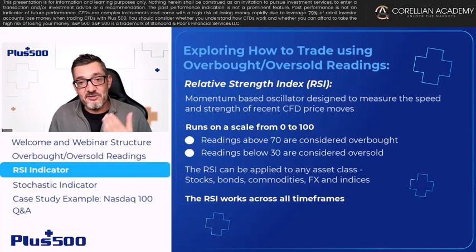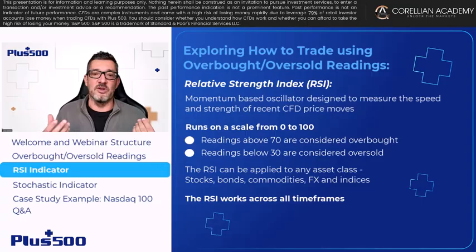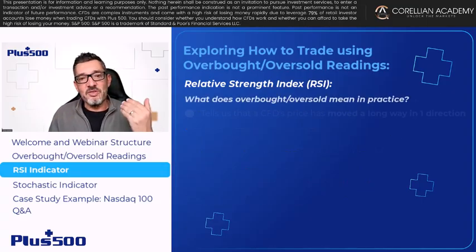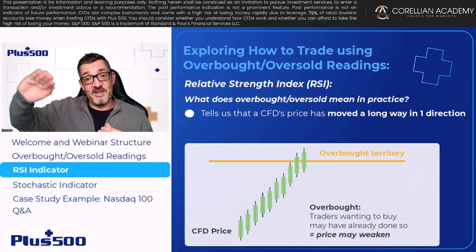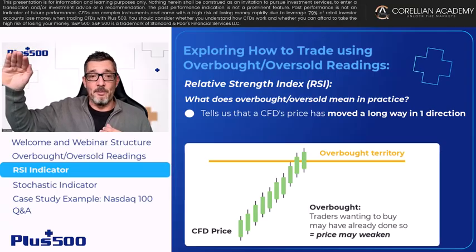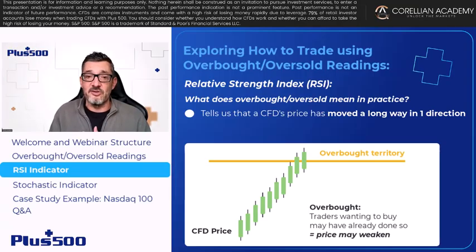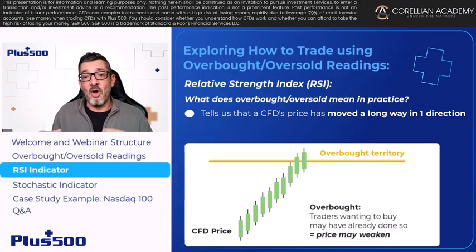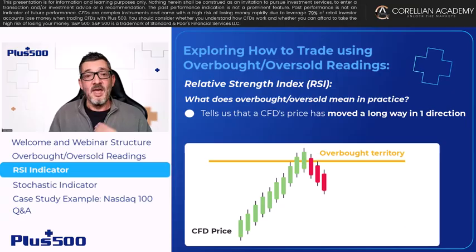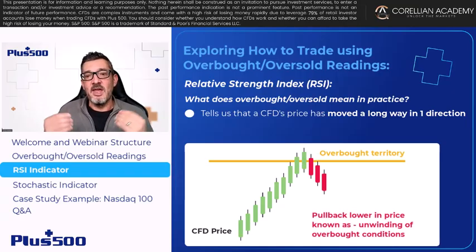But we've been talking a lot about overbought and oversold conditions. Let's talk about what this means in terms of practice. Well, what this really tells us is that prices have traveled a long way in one direction. If that move has been to the upside, the market may be entering overbought territory, a point where many of the traders who wanted to may have already done so. When that buying enthusiasm starts to fade, or when it no longer outweighs the selling pressure coming into the market, price often begins to weaken. That pullback, that easing of upward momentum, is what we call unwinding overbought conditions.